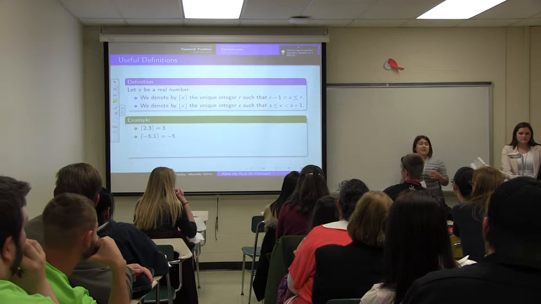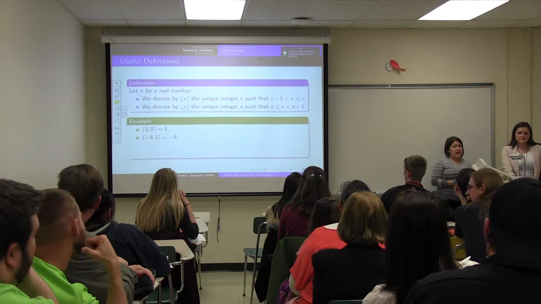Okay, on the other hand, the floor function, the floor of x, to be exact, is the unique integer s, such that s is less than or equal to x, is less than s plus 1.